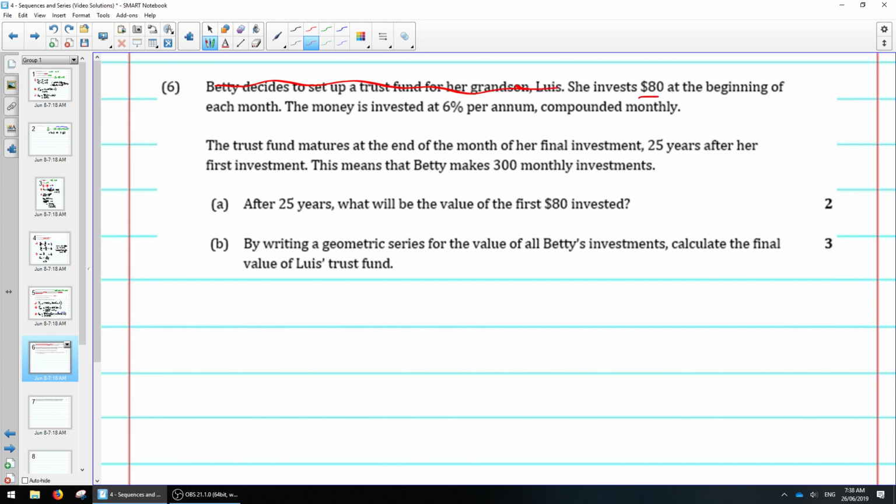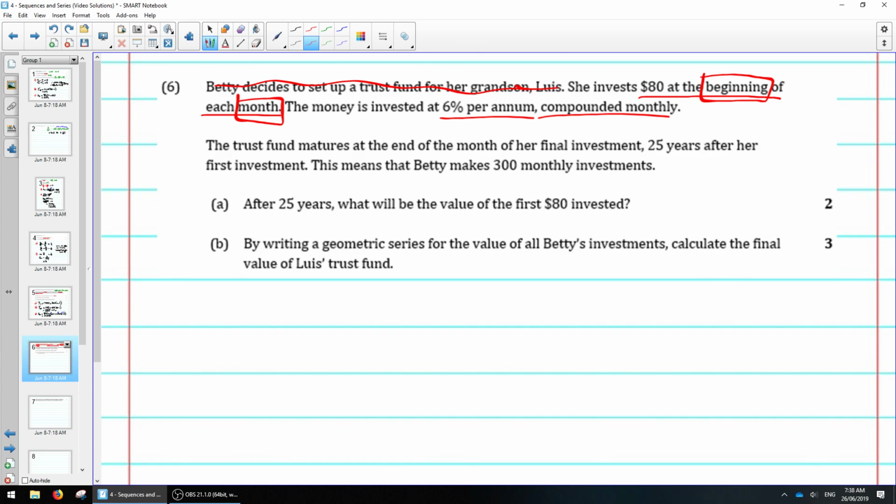So invest $80 at the beginning of each month. That's really, really important. Note that we're talking about the beginning of each month. It's super important. And the money is invested at 6% per annum, compounded monthly. So remember, compounded monthly changes a whole lot.